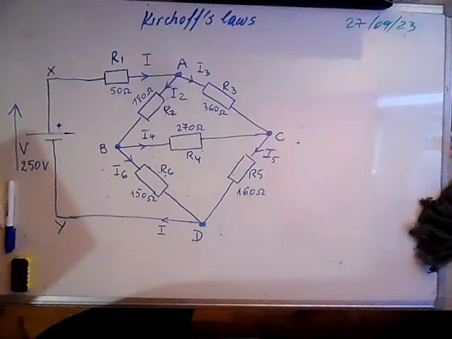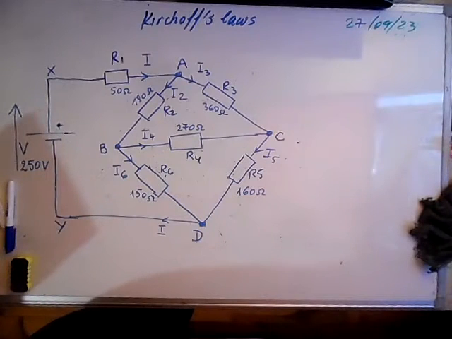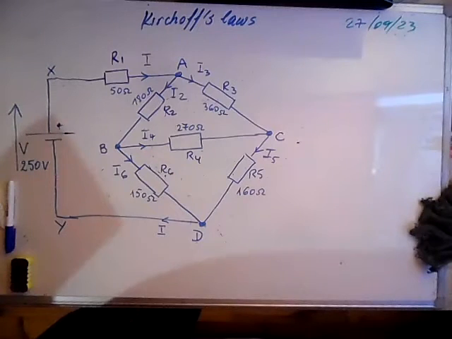Voltage law. The algebraic sum of the individual potential differences across each circuit element in a loop or a mesh of the circuit is equal to the algebraic sum of the EMFs acting in that loop or mesh.